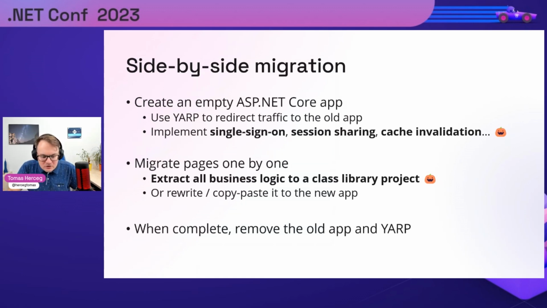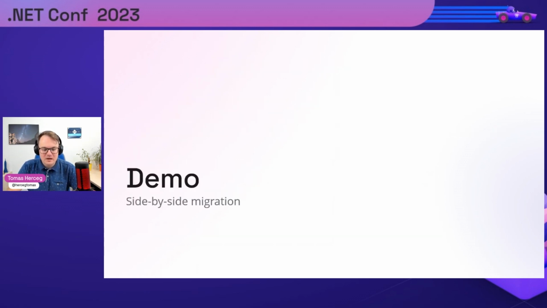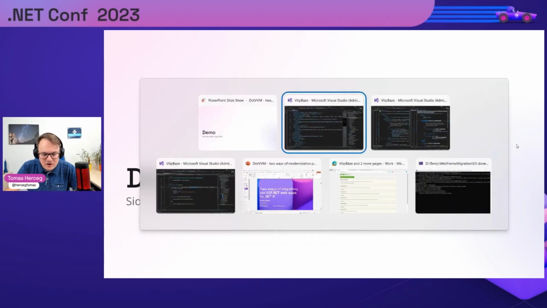When this migration is complete, when you migrate all the functionality from the old app to the new app, then basically the new app contains everything you need. So you can just remove the old app and remove YARP because you don't need the redirection at all. And that should be the last step of this journey. Let's see a short demo of how this looks.